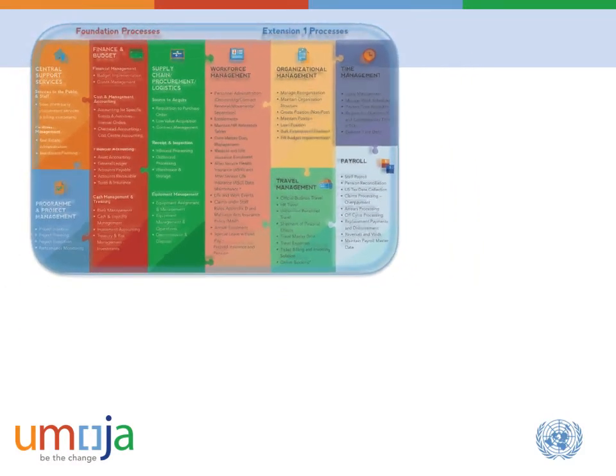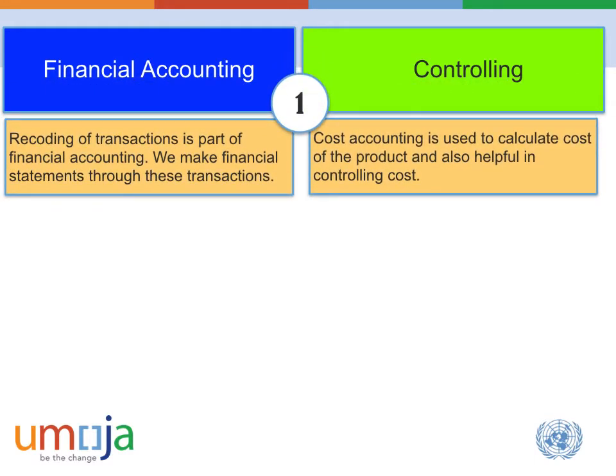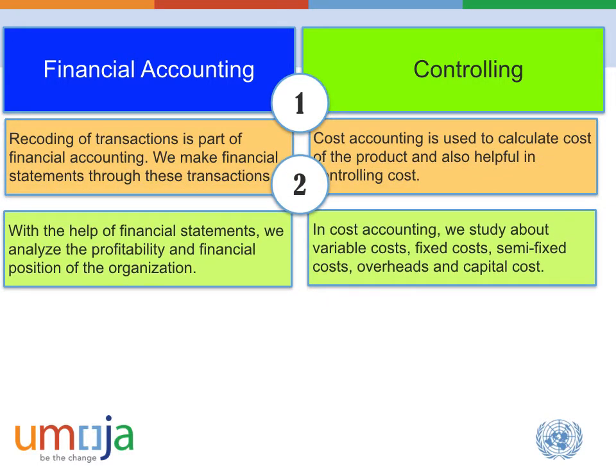Before that, we want to understand very simple things. What exactly is the difference between financial accounting and controlling? In financial accounting, where we actually make the financial transactions, we basically record the transactions as part of the financial accounting system. However, controlling from the SAP standpoint, which is used by cost center accounting, is used to calculate the cost of the product, and it is utilized for controlling the cost of manufacturing anything or spending anything. On the financial accounting side, we have the ability to make a P&L or the financial position of the organization. In cost accounting, we basically figure out the overheads and the capital cost.